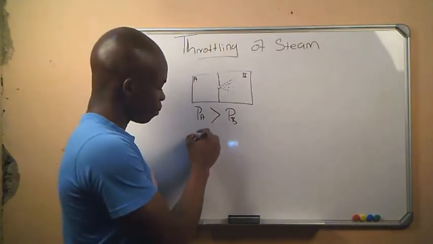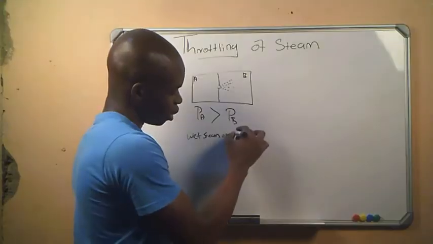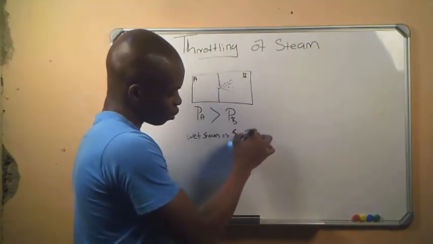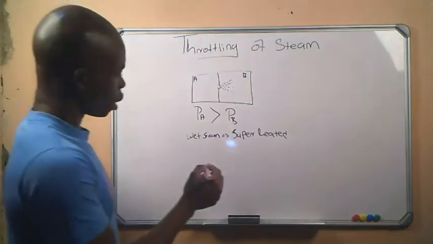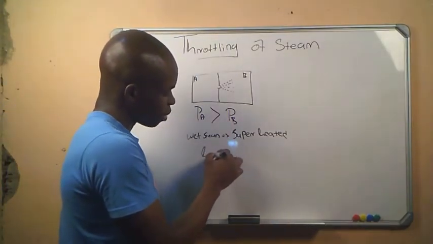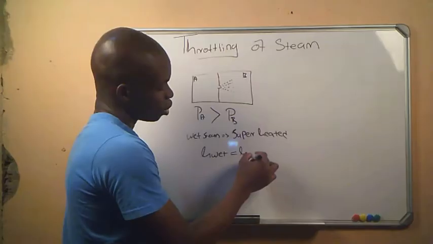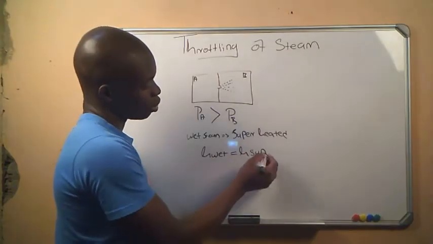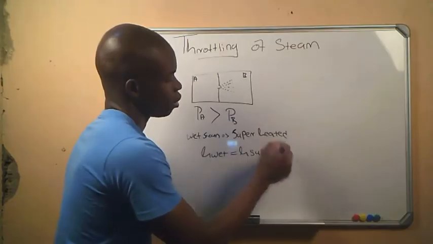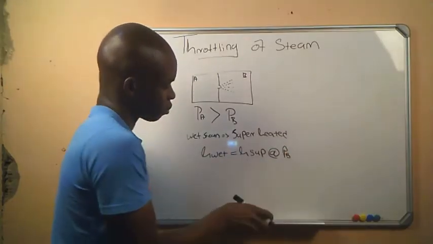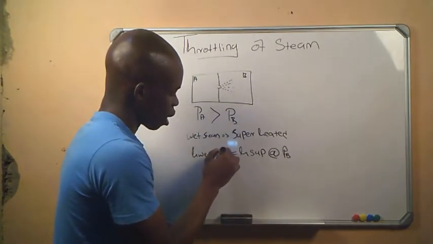Now we will start with wet steam, and throttle it, try to produce from it superheated steam. And then the enthalpy for wet steam, H wet, which is at A, will be equal to H sup, the steam that we will produce. And then we know that this one is at pressure P, and this one, H wet, is at pressure A.